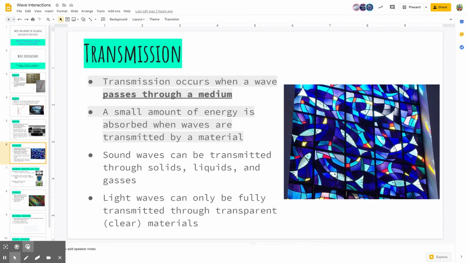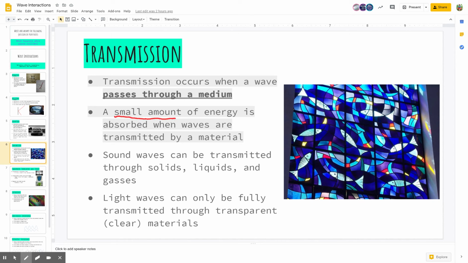The next interaction we're going to talk about is transmission. Transmission occurs when a wave passes through a medium. If we look over here at our picture of that stained glass window, we can see light through it still. I can see the light coming through here. I can see the different colors of the fish compared to the water that's around them. But there's still some of that light being absorbed by that window. Since it is a colored glass, it's still absorbing some of that light. It's not completely transmitted, it's passing through it, but some of that energy is still absorbed. Just a small amount of that energy is being absorbed.